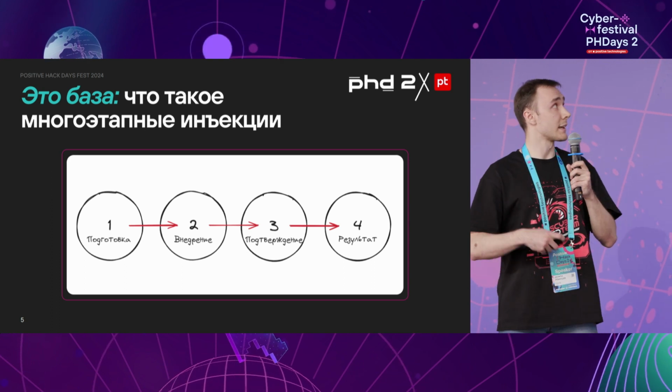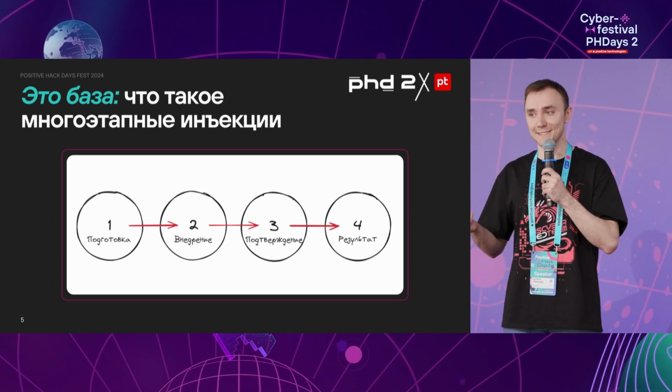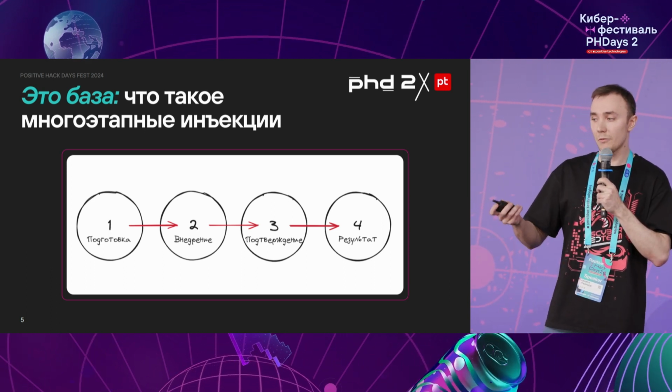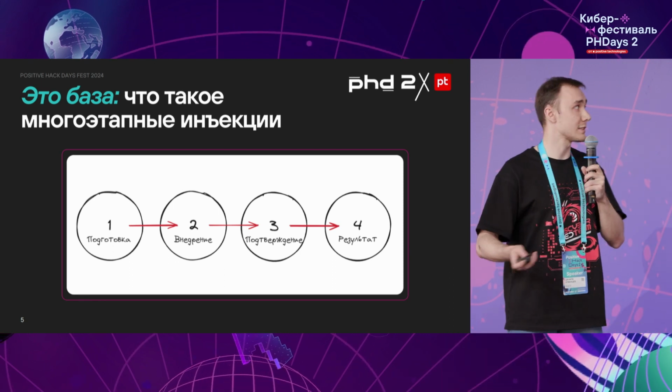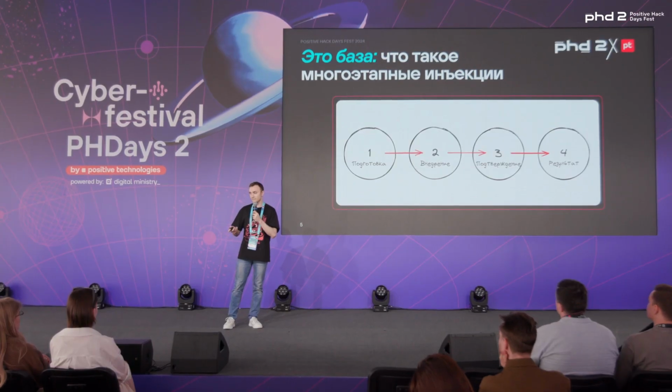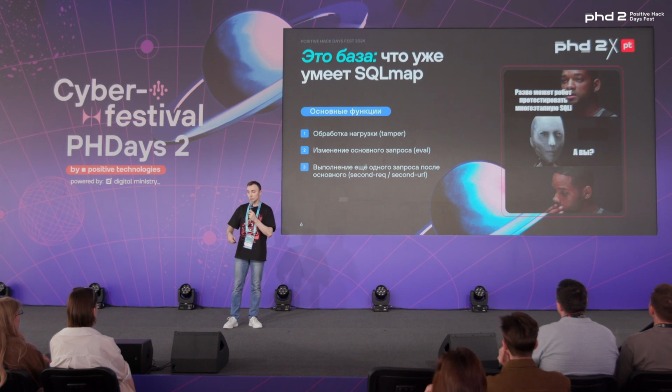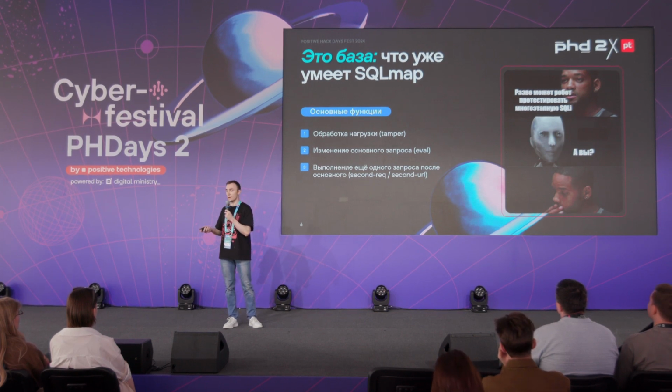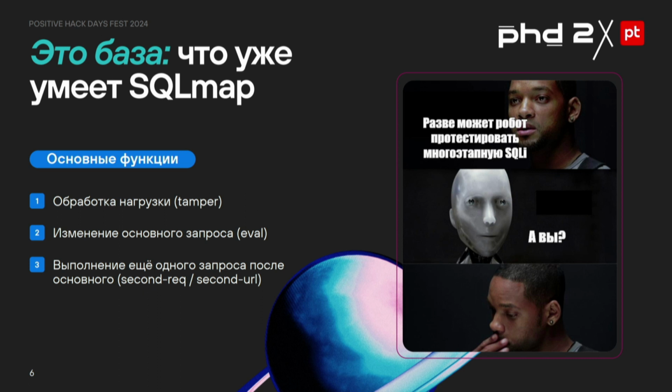What are multi-stage injections? In fact, these are injections that require several stages. They are the stages of the business logic, and each stage may assume several queries. You may have a query to prepare news, then the impregnation of the injection, and then the third query will be the confirmation of publication of a piece of news.